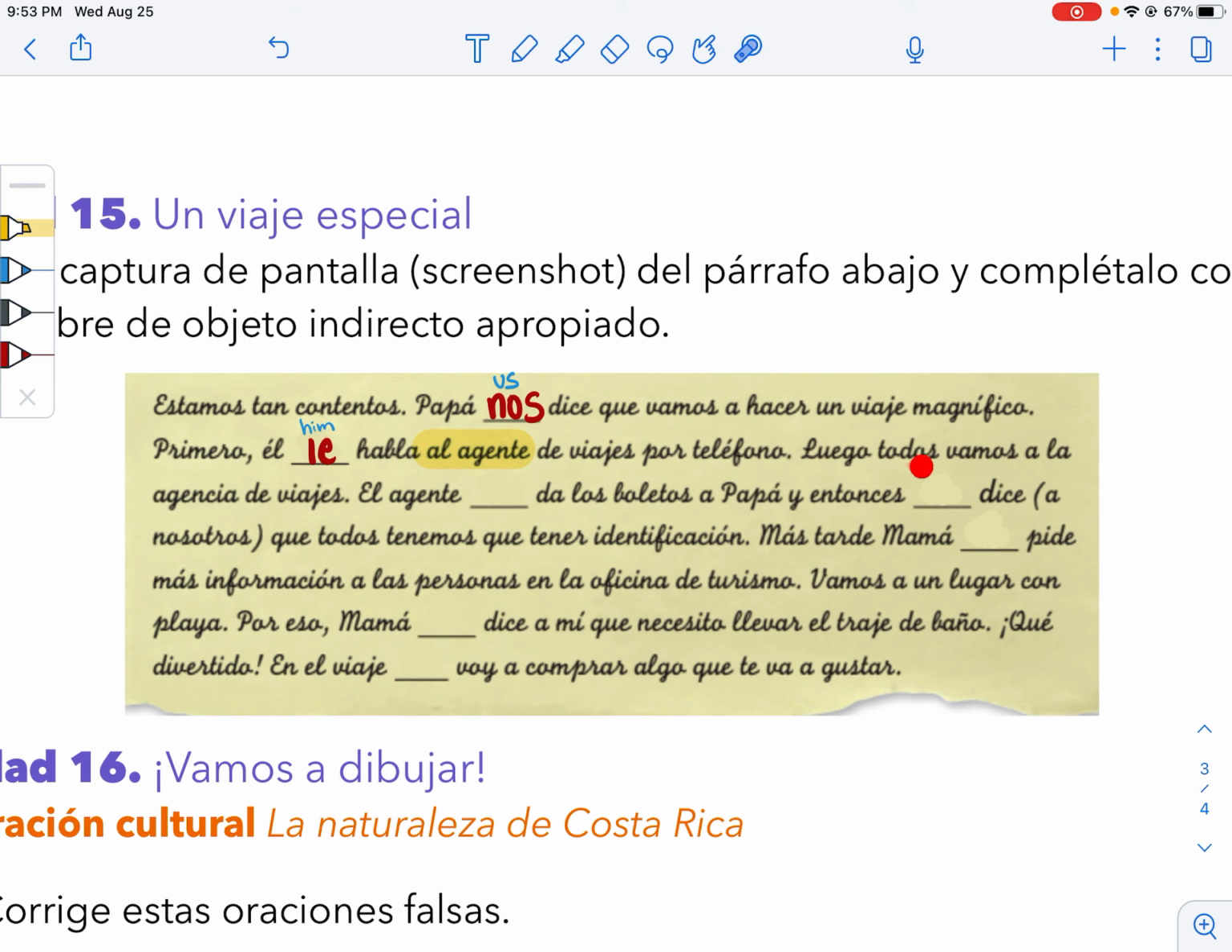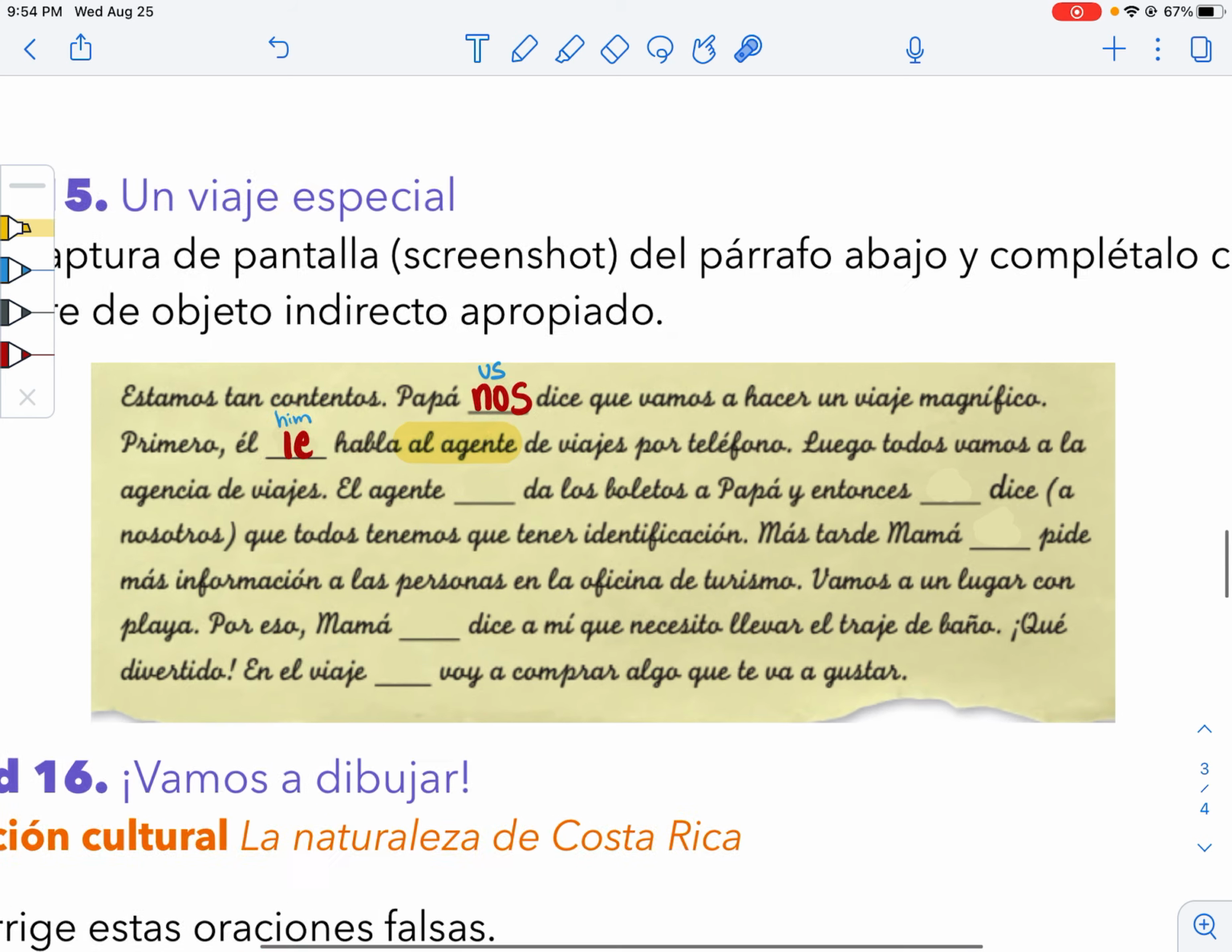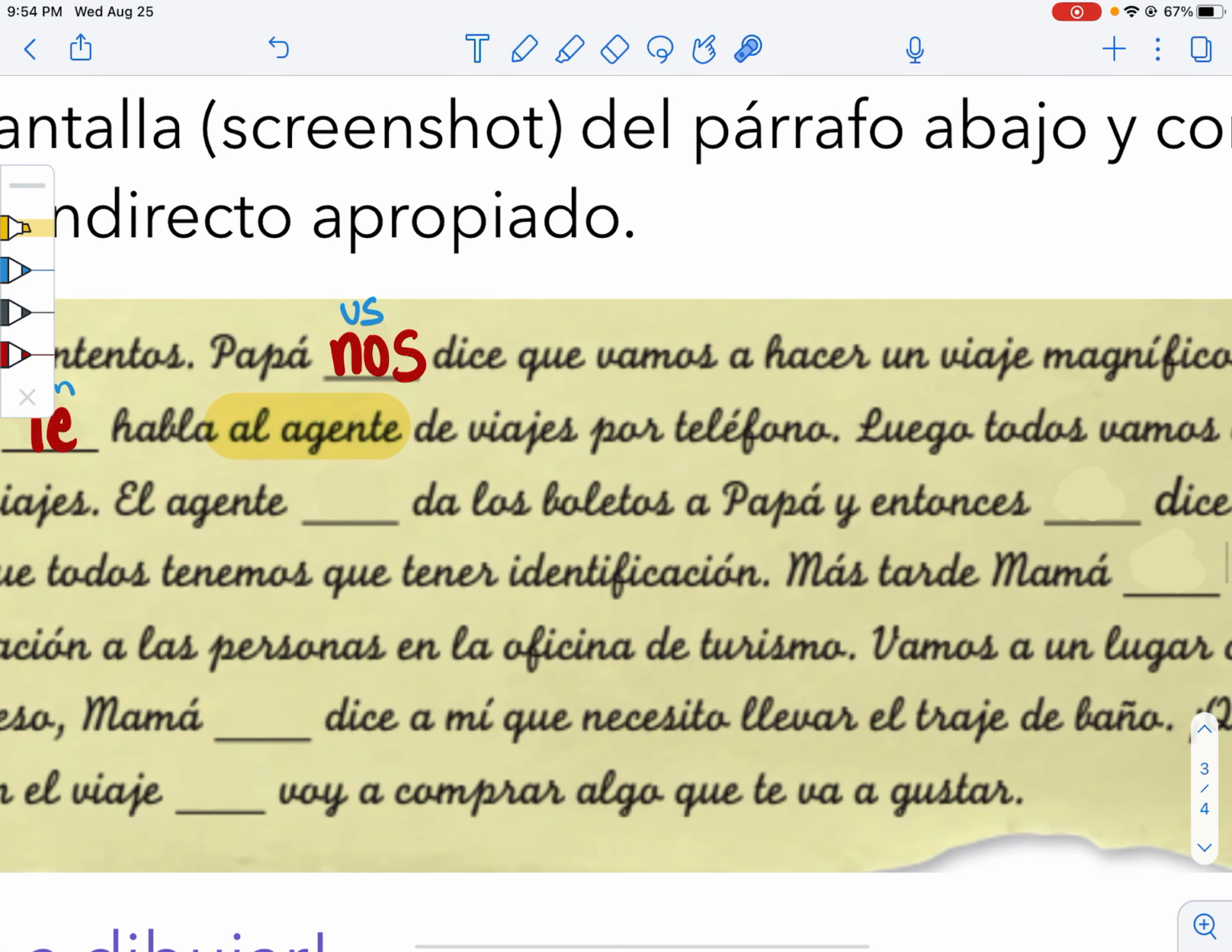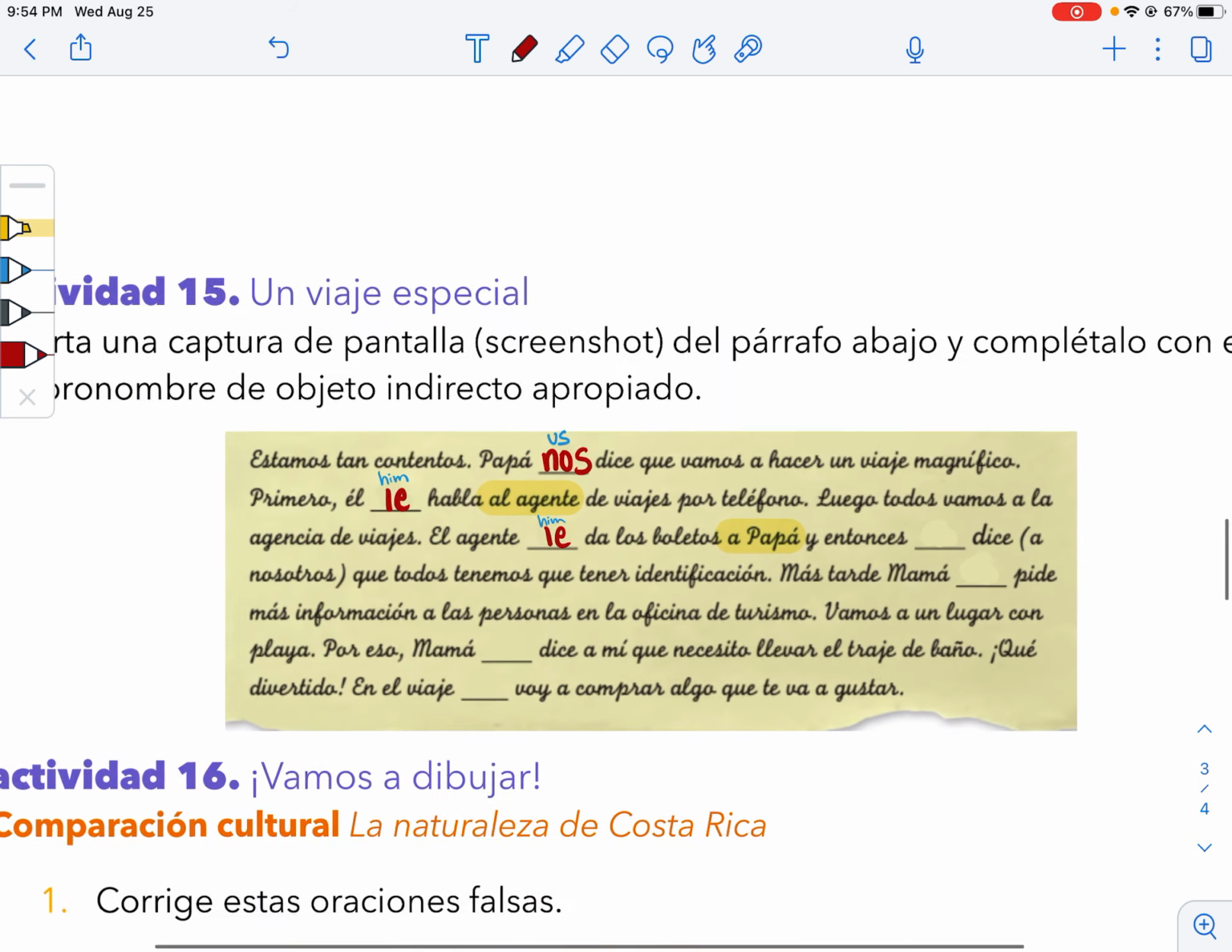Luego, todos vamos a la agencia de viajes. El agente da los boletos a papá. Ooh, see, that was really tricky because I thought he was gonna just be like, oh, yeah, okay. Later, we all go to the agency and then the agent gives us the tickets. But that's not true, is it? We have to keep reading. Da los boletos a papá. He gives dad the tickets. So to say he gives him the tickets, we want to do le again. Le da los boletos a papá.